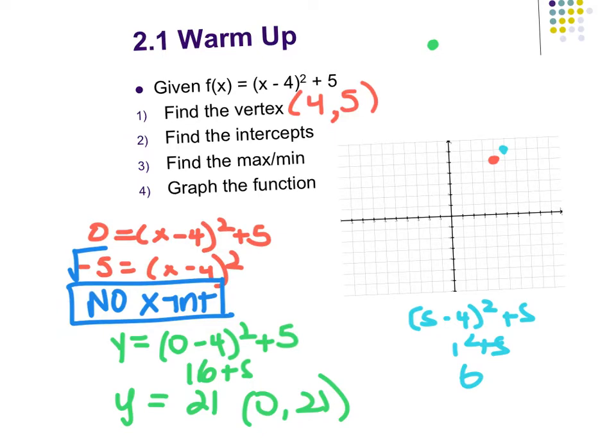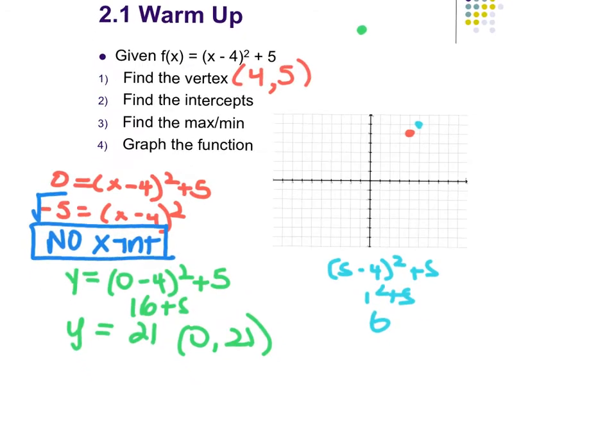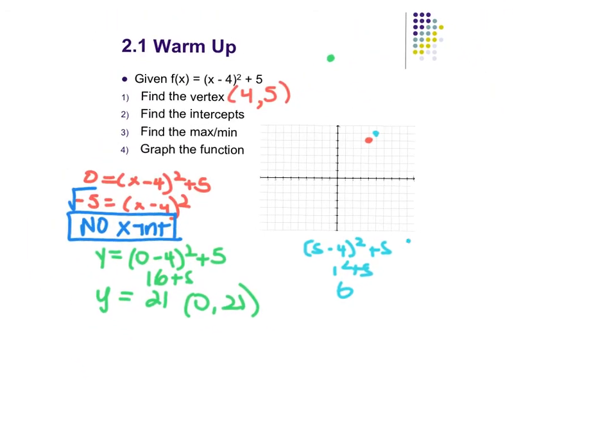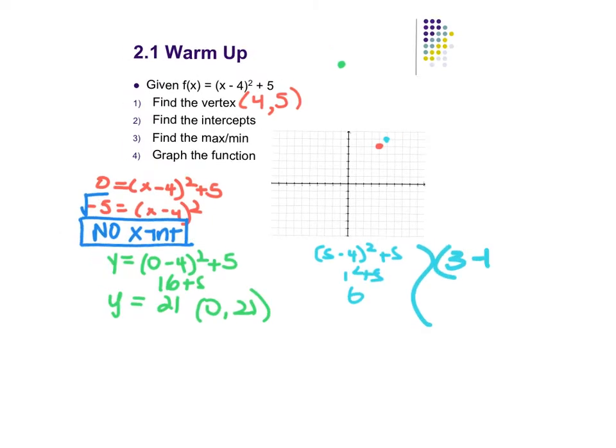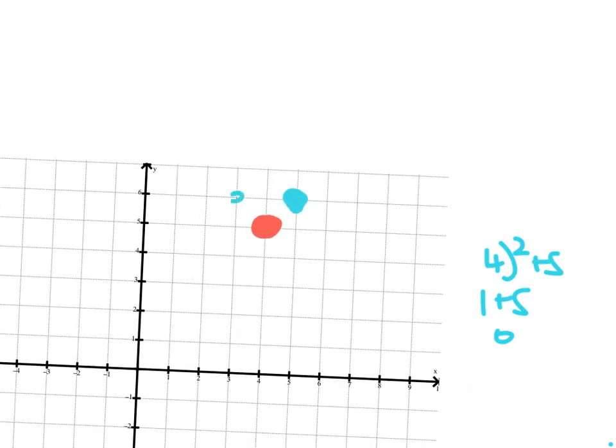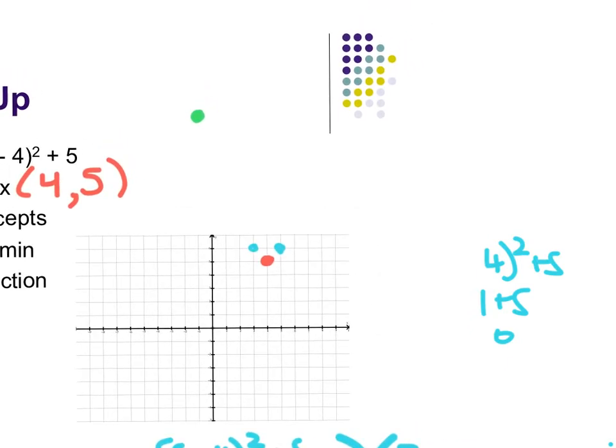I can use the 21, but if you didn't want to graph the 21, you could have also plugged in to the left of your vertex, which would have been 3. If I plug in 3 minus 4 squared plus 5, negative 1 squared is 1, plus 5 is 6. And I have my other point there, which should mirror the one to the right. And then I just got to connect them to make my parabola.